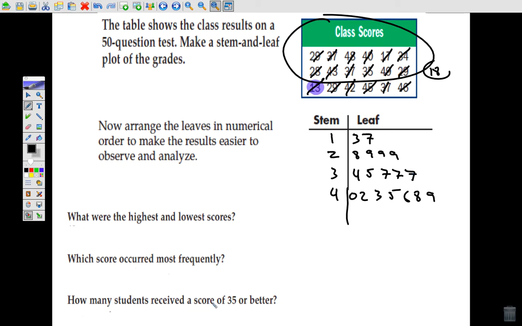How many students received a score of 35 or better? Okay, so that's easy to pick out using this. Up here, it would be a lot harder to figure that out. But 35 or better, there's 1, 2, 3, 4, and then 5, 6, 7, 8, 9, 10, 11. So there is some usefulness to a stem and leaf plot, and you will have to kind of produce a stem and leaf plot on the assessment.